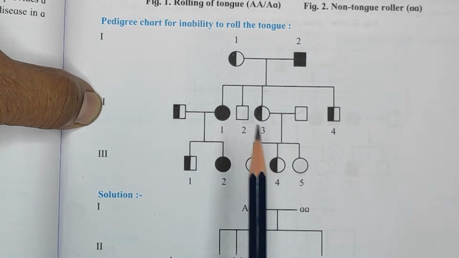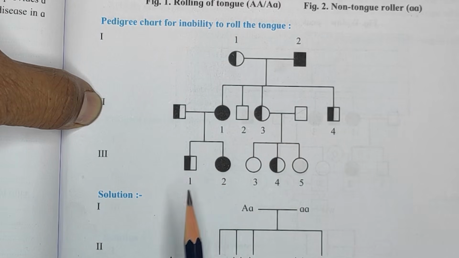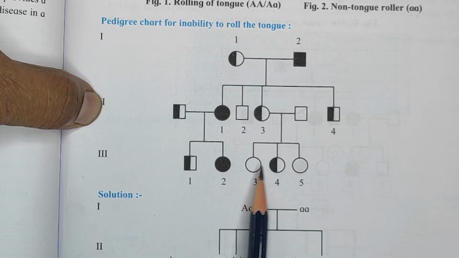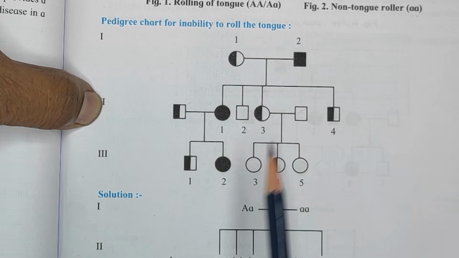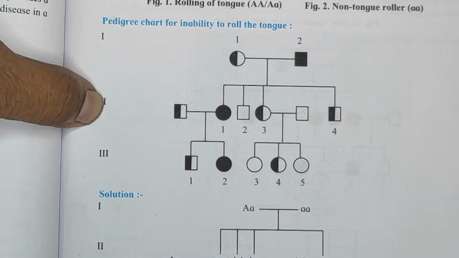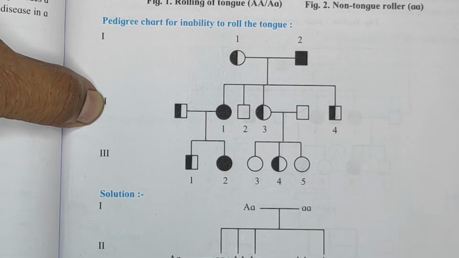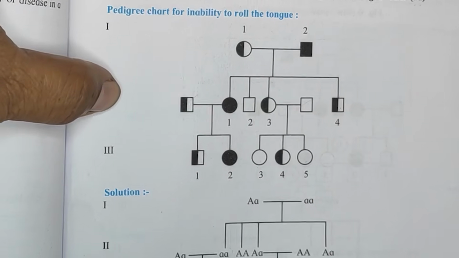Then which are the normal ones? This one is normal, this one is normal, this one is normal. In the same way this one is normal, this one is normal, this one is normal. So how many normal progenies are there? 1, 2, 3, 4, 5, 6, 7. So we got 7 normal progenies and 2 affected progenies. You have to mention this in the comment. As well, there is no carrier progeny here. It is not applicable in this.